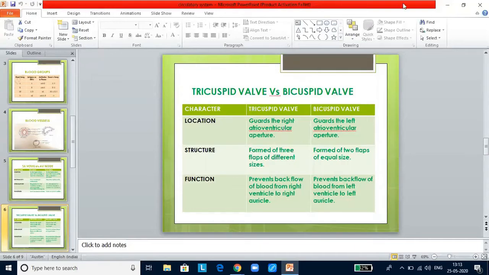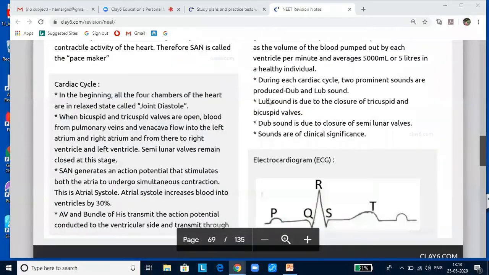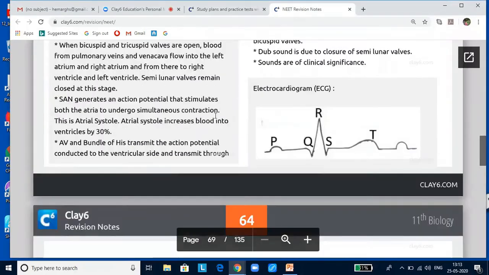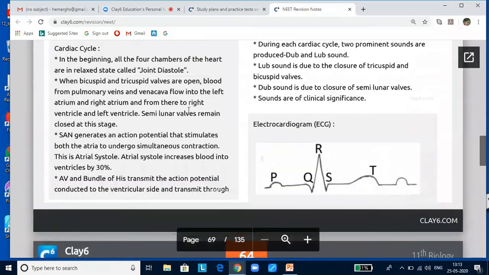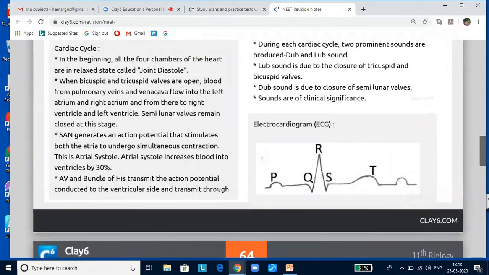from the left ventricle to the left auricle. So with this heart, let us get back to the cardiac cycle. Now in the beginning, all the four chambers of the heart are in a relaxed state, that is joint diastole.